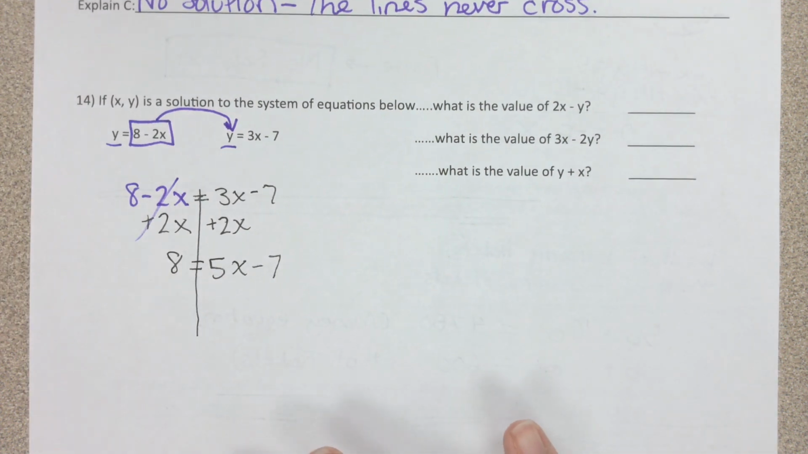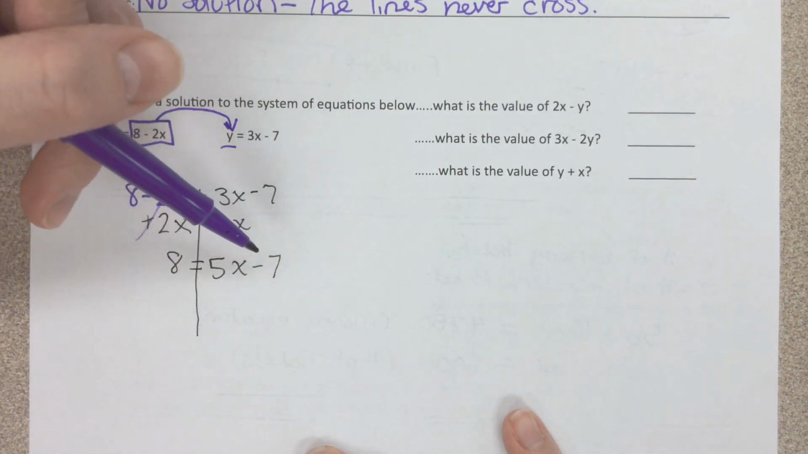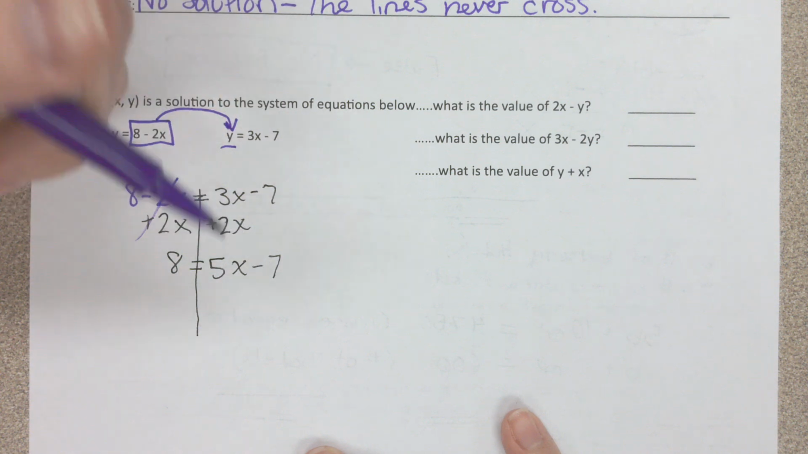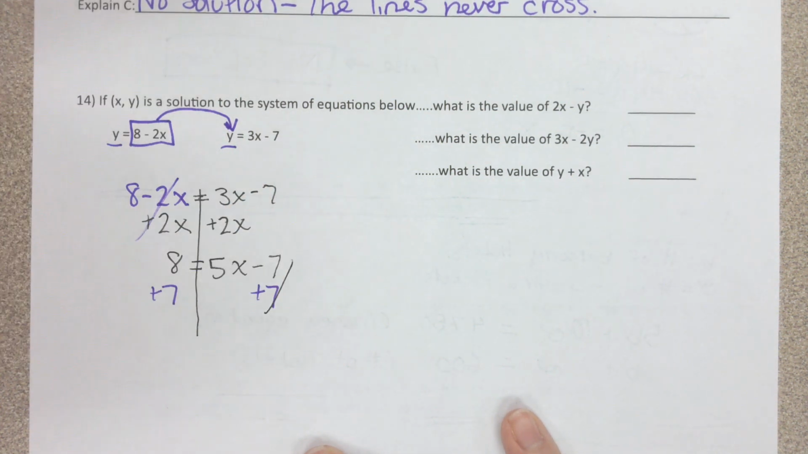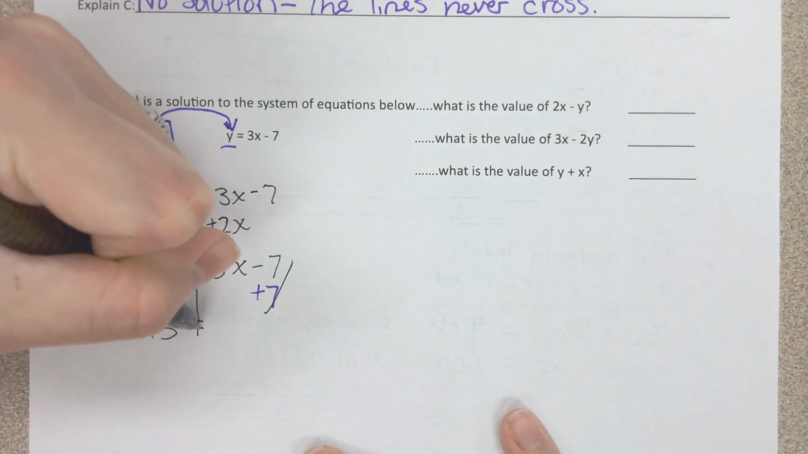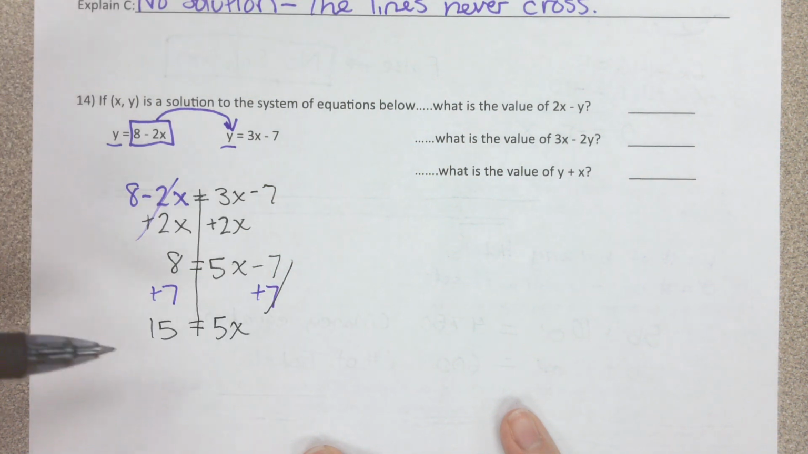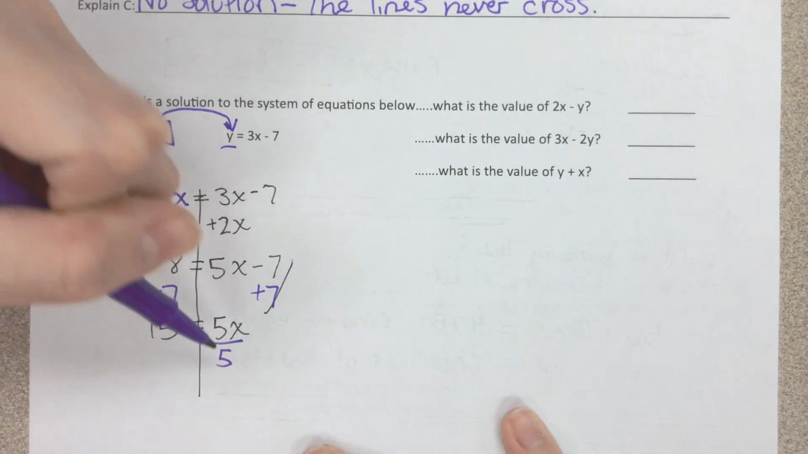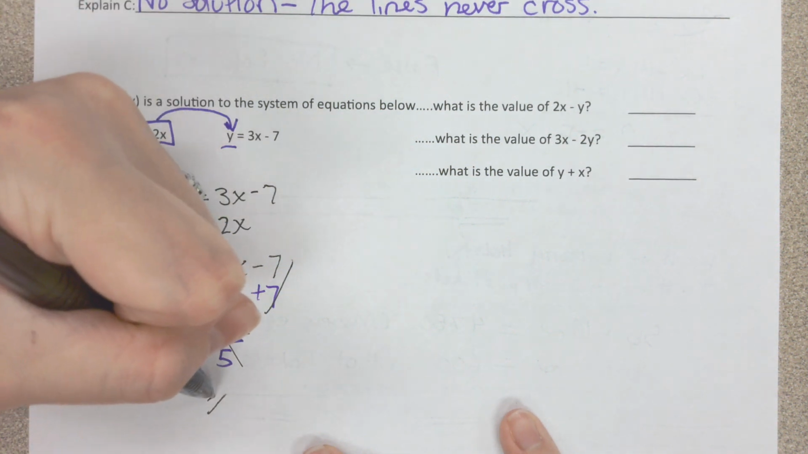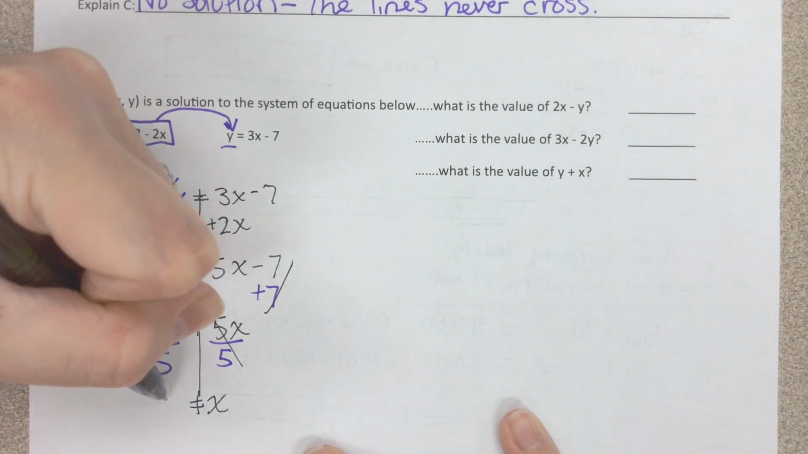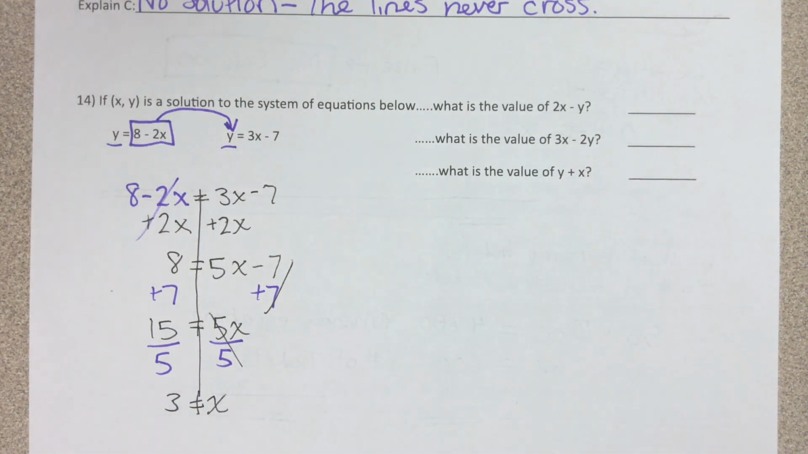2 steps to solve. First, I got to move the constant. So this is a minus 7. I'm going to plus 7 on both sides. 7's cancel. 8 plus 7 is 15 equals 5x. Lastly, I just need to get rid of the 5 on the x. We're going to divide by 5 on both sides. 5's cancel. We have x equals 15 divided by 5 is just 3. So x is 3.